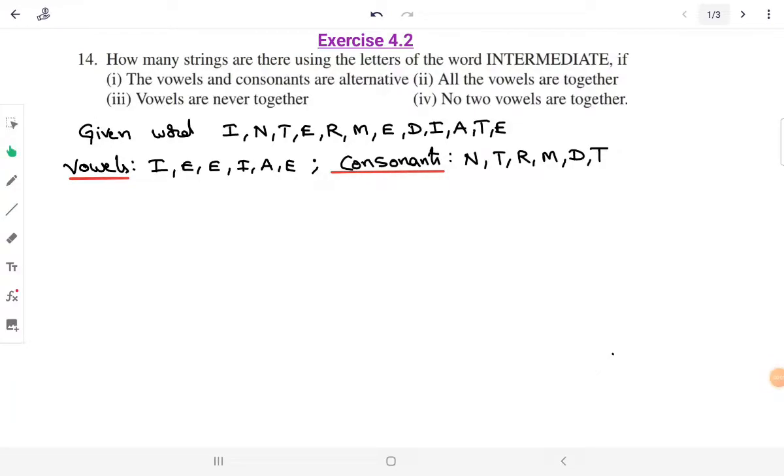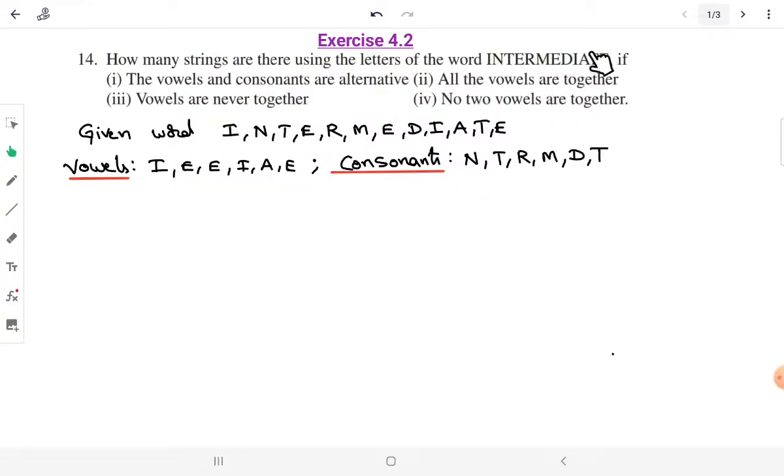Students, in this video, we are going to see exercise 4.2, question number 14, subdivisions 1 and 2. How many strings are there using the letters of the word INTERMEDIATE if the vowels and consonants are alternative, and if all the vowels are together?